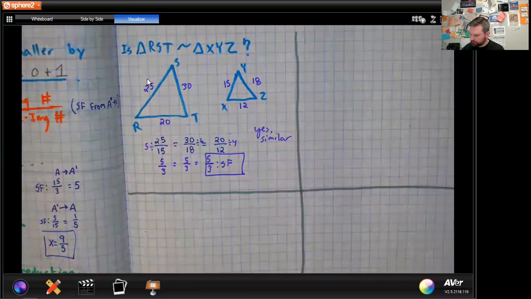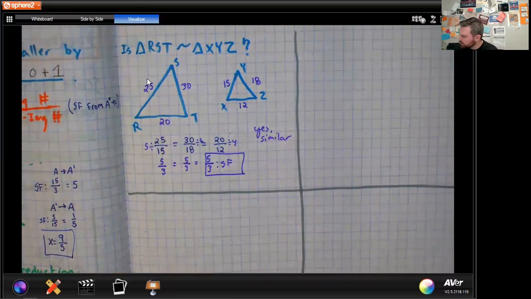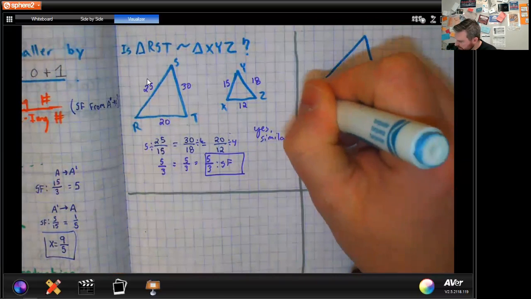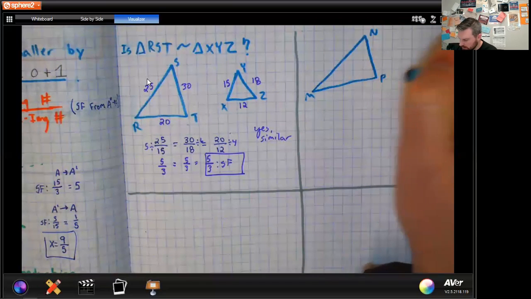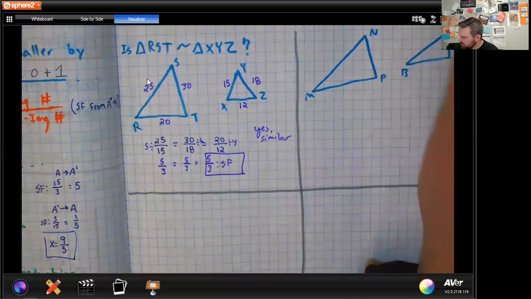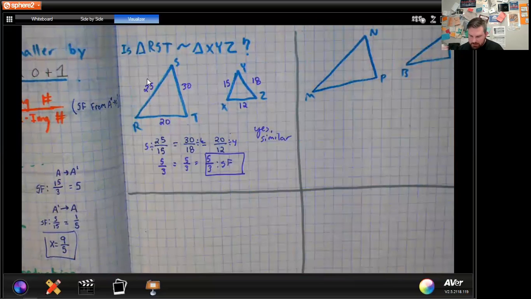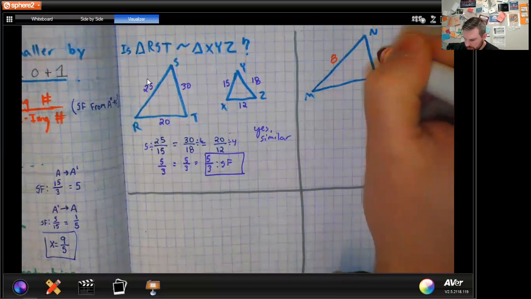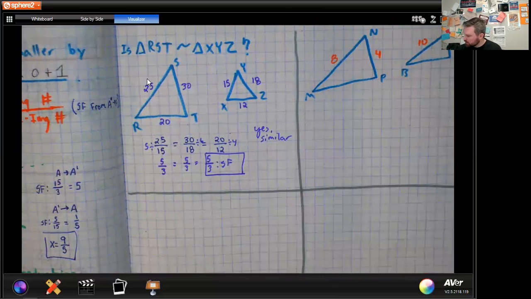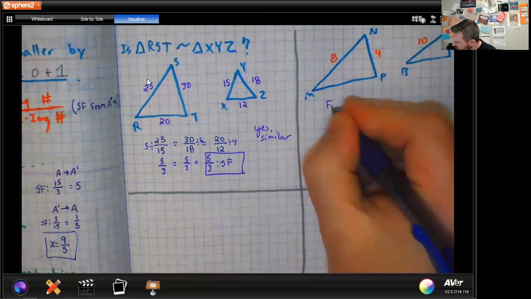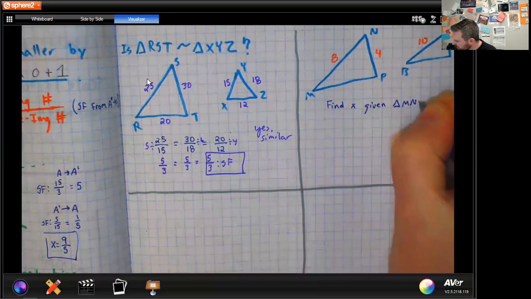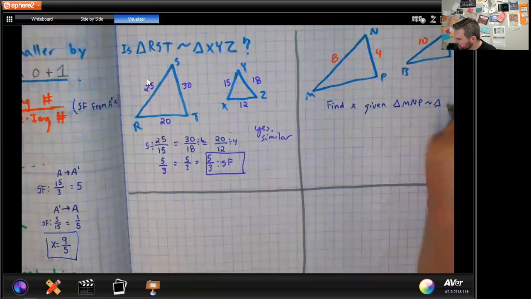All right. And our next one, they give us M N P and B S T. They're going to give us some sides: 8, 4, 10, X. Okay, and the directions on this one are find X given triangle MNP is similar to triangle BST.